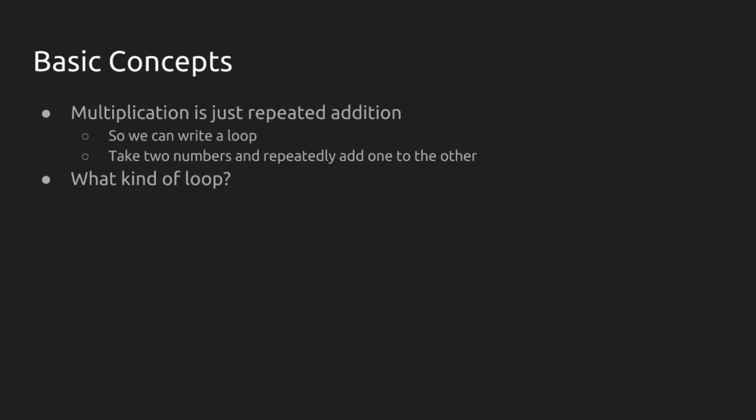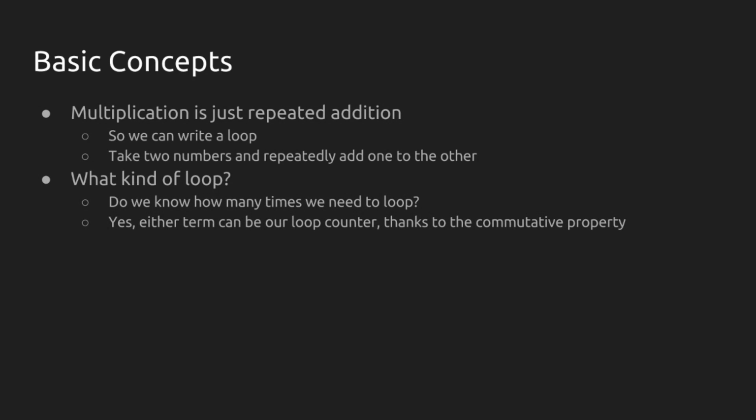Now remember that for loops are just syntactical sugar for while loops, so we could use a while loop for this, but we have to ask ourselves, do we know how many times we need to loop? And we do, because either term, if we're taking two numbers, 5 times 3 for example, either 5 or 3 could be our loop counter because of the commutative property, right? 5 times 3 is the same as 3 times 5. So because we know, whichever way we construct it, how many times we're going to be doing the loop, we're going to use a for loop.